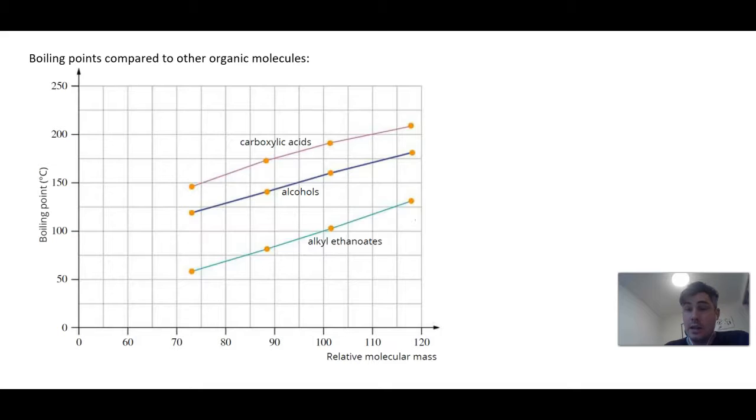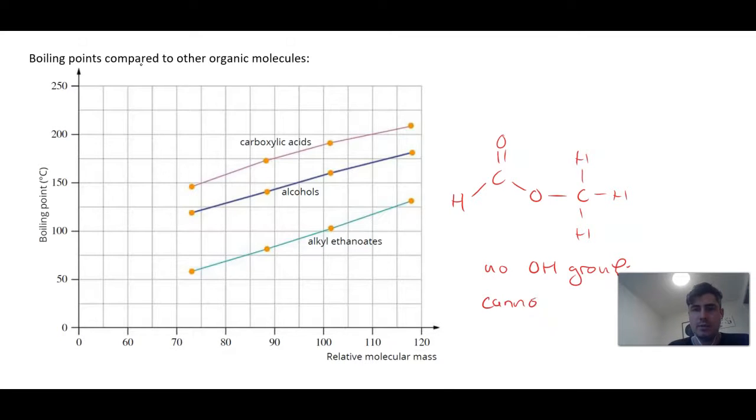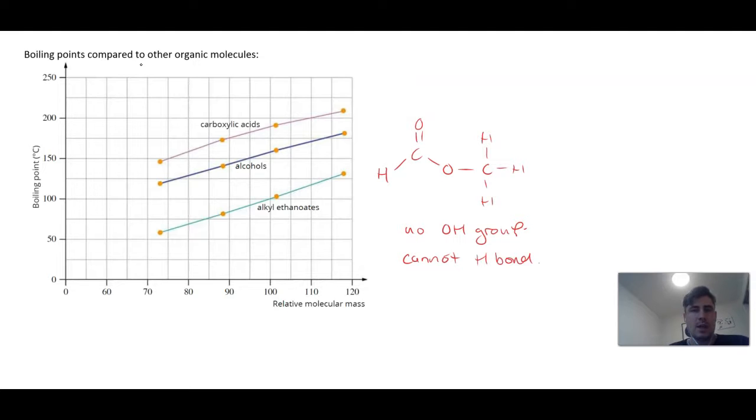Now this, you guessed it, is because of hydrogen bonding. If you look at the structure of an ester, let's just take a simple ester like this methanoate one here. So methyl methanoate. So that's the methyl part, and that's the methanoate part. We'll notice that there's no OH group anymore. No OH group. And therefore, they cannot hydrogen bond. So the lack of the OH group means that they can't hydrogen bond.